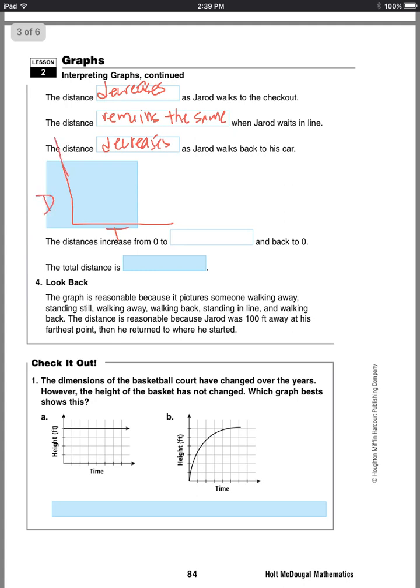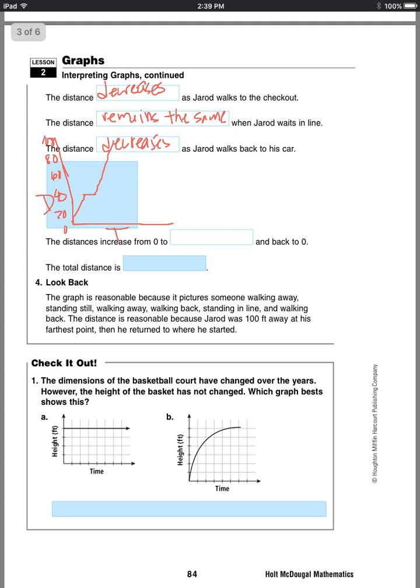We don't know anything about the time, but we know the distance started at 0, and we know we have some numbers we can apply to it. I'm going to put mine by 20s. Okay, so Jared started out at his car, so at 0, and he walked 40 feet to the customer service. Then he waited in line. Because he waited, the distance remained the same. So we're just going to draw a straight line, which means he didn't get further or closer, but he did use time. Then he walked 60 feet to the back of the store.